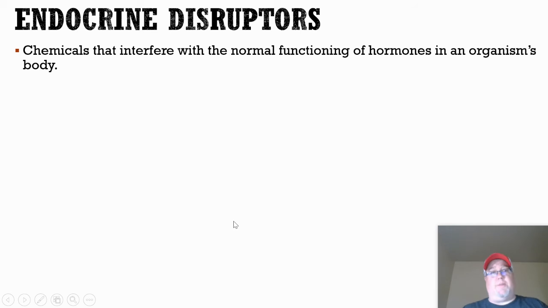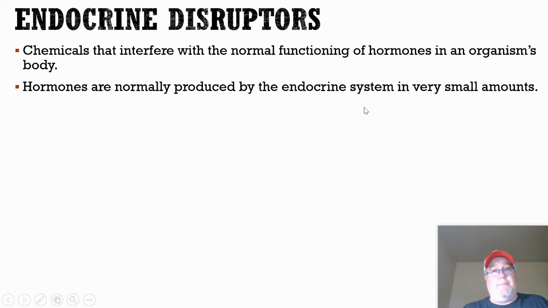And endocrine disruptors are chemicals, and there's a lot of different ones out there, too many to list, that interfere with the normal functioning of hormones in an organism's body. Now, this could be humans, it could be fish, it could be amphibians, it could be a lot of different organisms. But we're going to talk a little bit about humans today, and then briefly reference some other organisms as well.